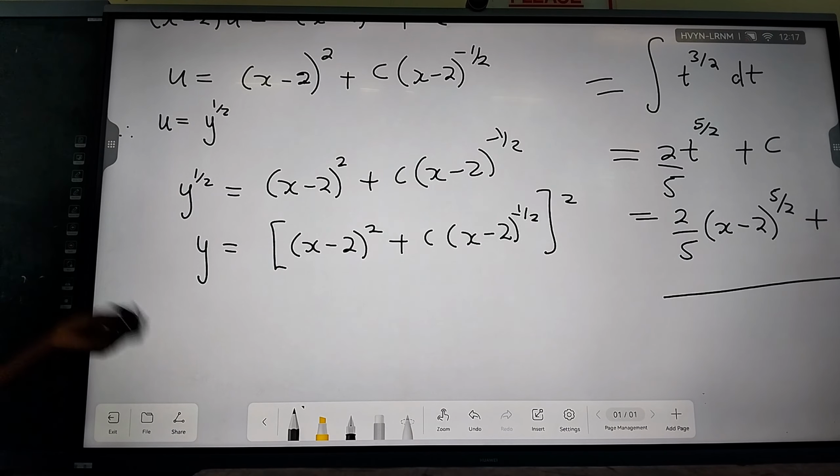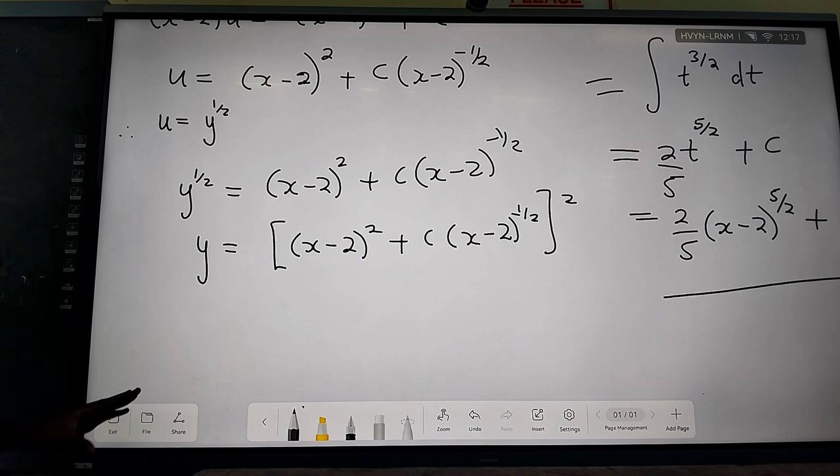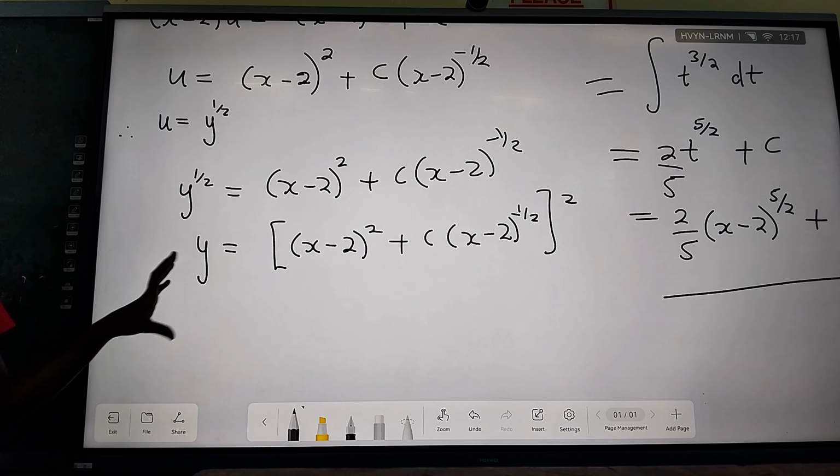If you are given an initial condition, you substitute. Second order is way easier than these Bernoulli ones.